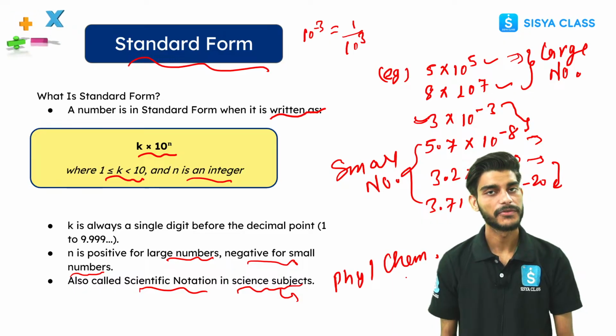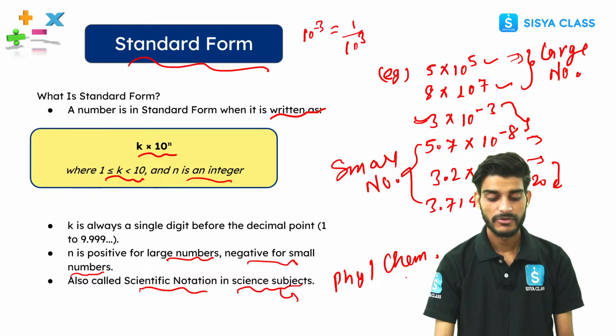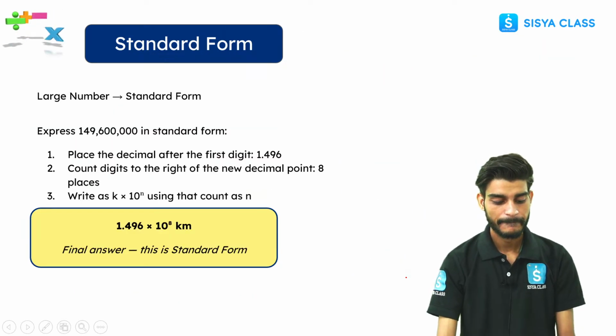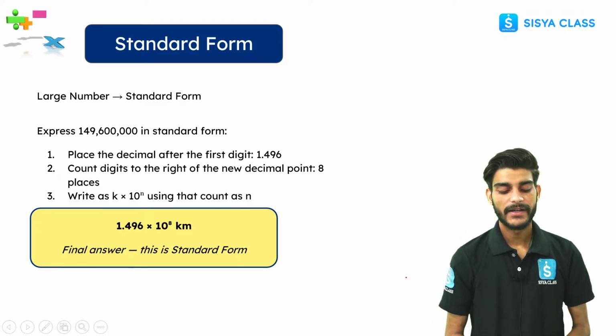These are often used, okay? So it is called scientific notation. So this is clear to you? Now let's write a large number into a standard form.